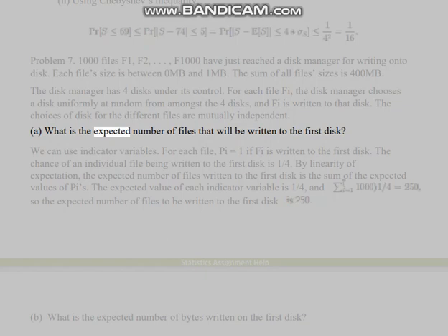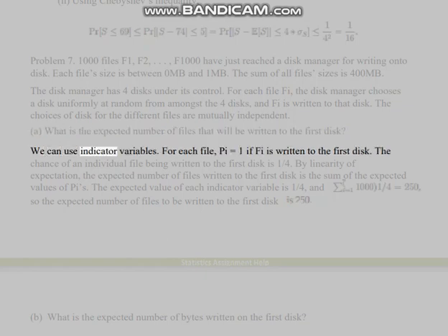A. What is the expected number of files that will be written to the first disk? We can use indicator variables. For each file, the indicator equals 1 if the file is written to the first disk.